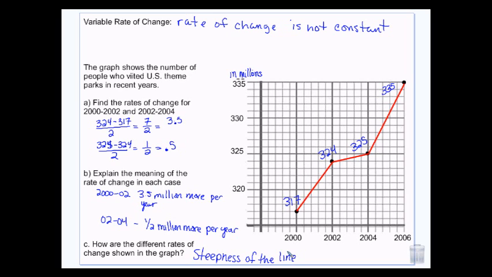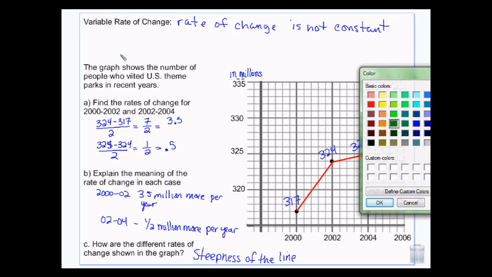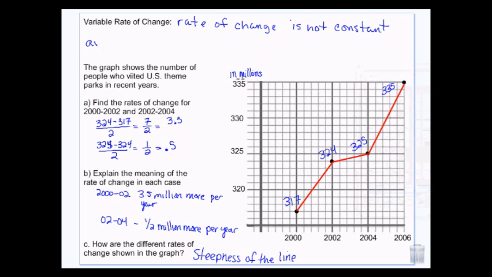Now, our book doesn't go over this, but I'm going to tell you about it anyway. We can find something called average rate of change. Oh wait, oops, I have to actually select the color for it to work.